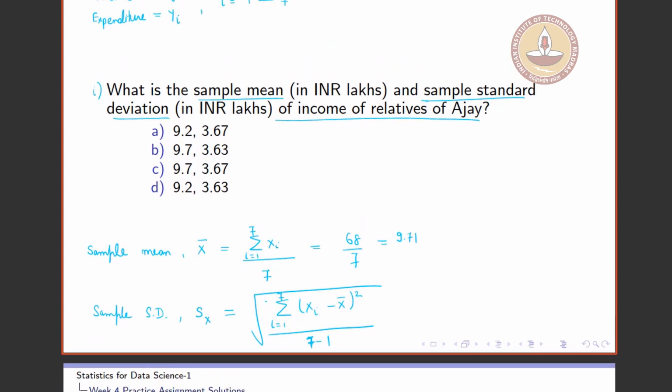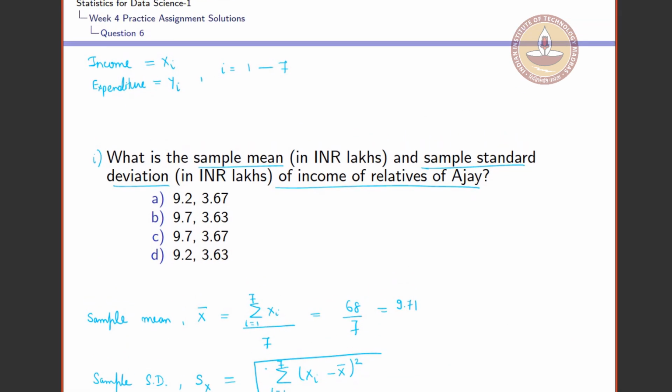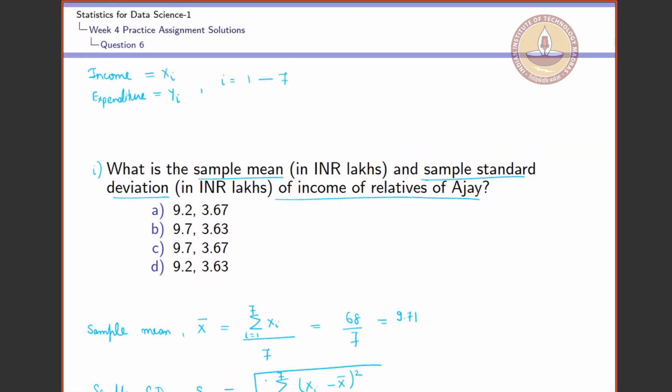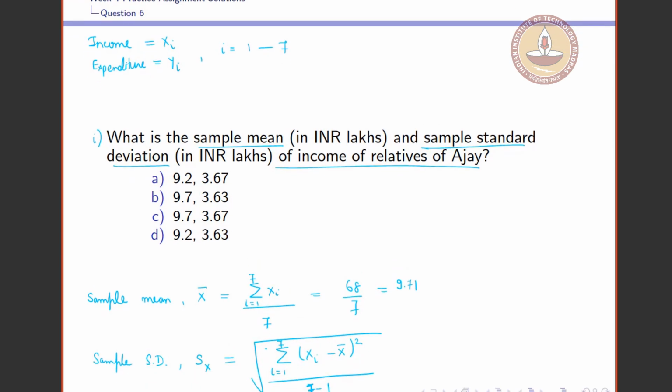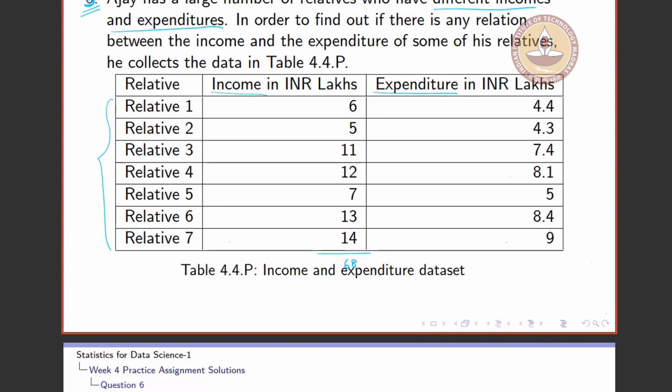Now, in order to find the sample standard deviation, we need to first find the deviation of the income of relatives of Ajay from the sample mean income. We know that the sample mean, as we have calculated, x bar is 9.71. So let's find the deviation of each of the incomes from the sample mean income.